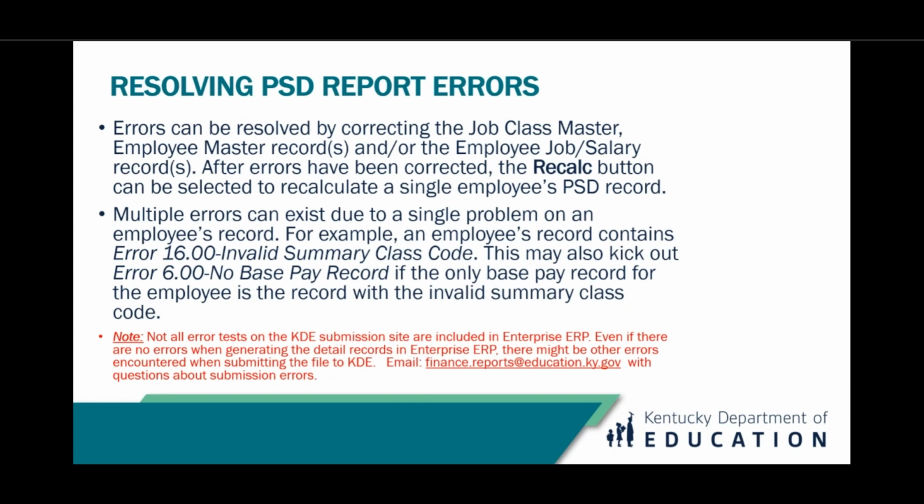For example, an employee's record contains error 16, an invalid summary class code. This may also kick out error 6, no base pay record, if the only base pay record for the employee is the record with the invalid summary class code. So a lot of times you may get your error report and have 3, 4, 5 errors for one individual, where if you correct one thing, it will end up domino effect correcting everything else.